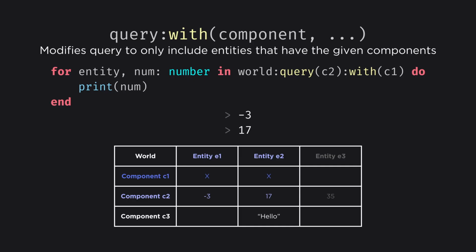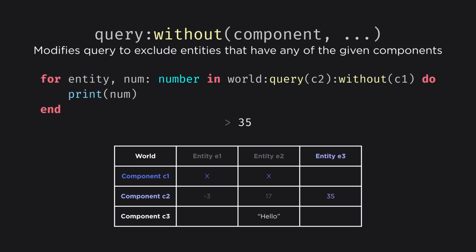For example, you can call the with method on the query and add component tags as the arguments of this with method. This will tell the query to only iterate through an entity if it has all the specified component tags. Conversely, you can also use the without method, which basically tells the query not to iterate through an entity if it has any of the specified component tags.